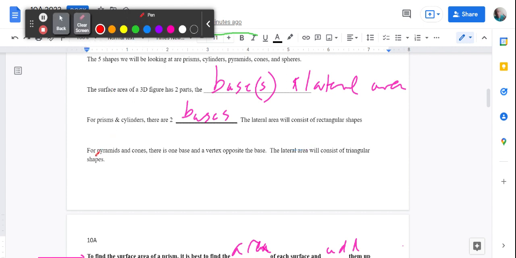Next, for pyramids and cones, there's one vertex opposite the base. So the lateral area is a triangular shape. So prisms and cylinders, 2 bases, the lateral area is a rectangle. Pyramids and cones, there's one base. The lateral area is a triangle.